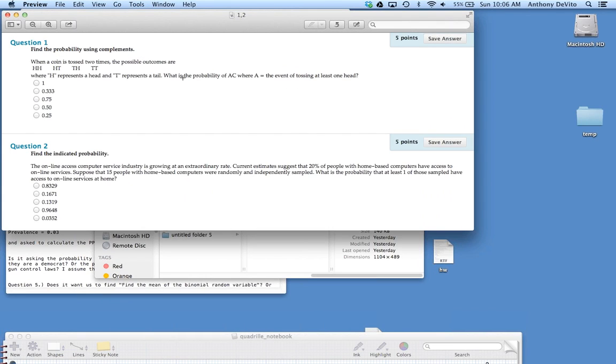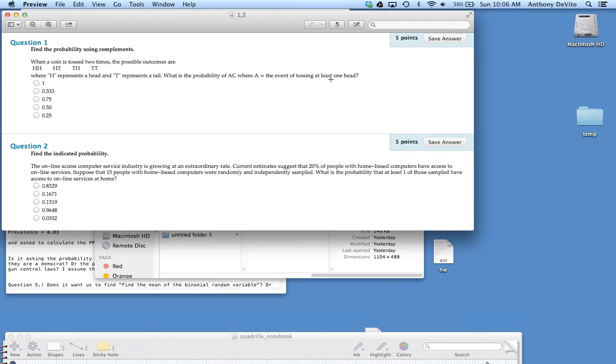Okay. Problems number one and two. This is a coin toss, right? So there's a certain number of possibilities, heads, tails, and so on. What's the probability of A complement? I don't know if you guys got the message. I think there was an announcement on Blackboard. That's A with a small c at the top, A complement.